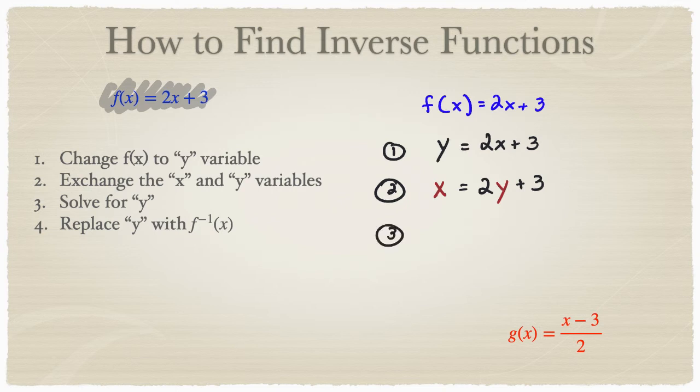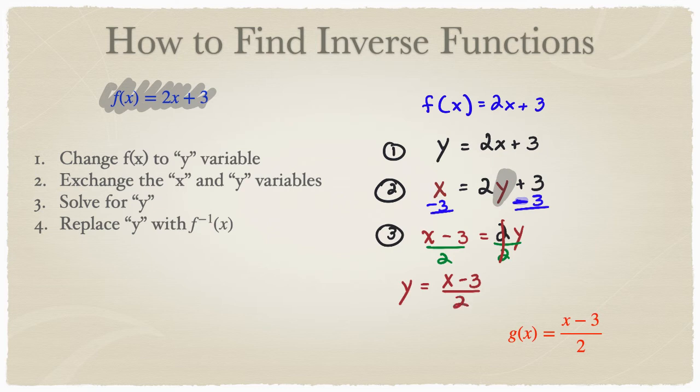Now, step 3 is where the real math happens. In step 3, we have to solve for y. So here's our y value. We want to leave that alone, and we're trying to get stuff away from it. So we'll undo additions first. We'll subtract 3. That gives us x minus 3 equals 2y. And we almost have y alone. We'll divide by 2, and I'm going to flip the whole thing around. Y is alone now because 2 over 2 is 1, and it equals x minus 3 over 2.